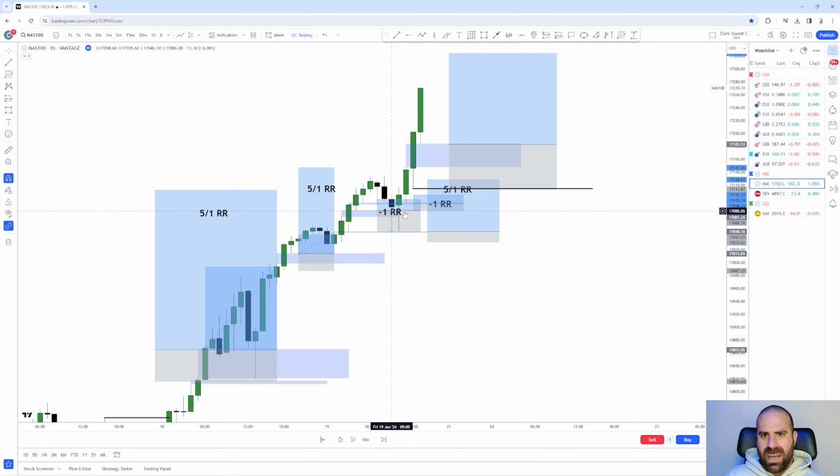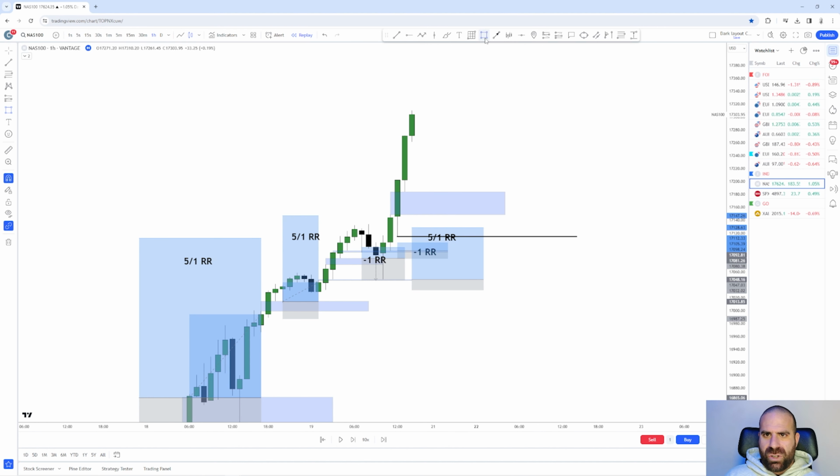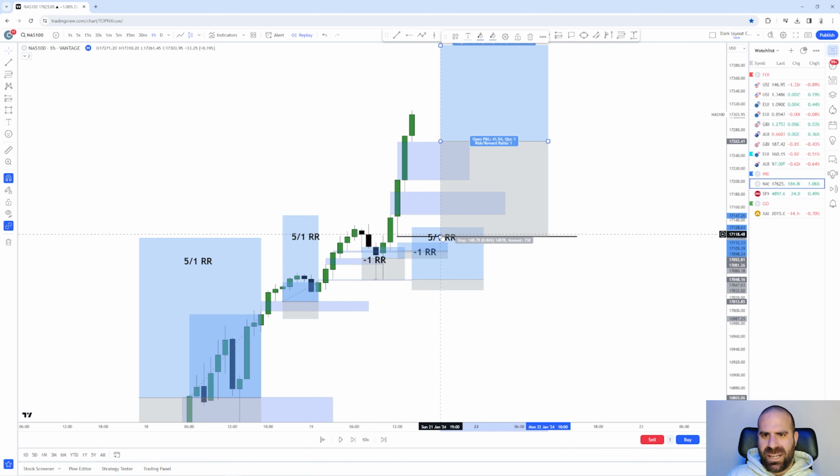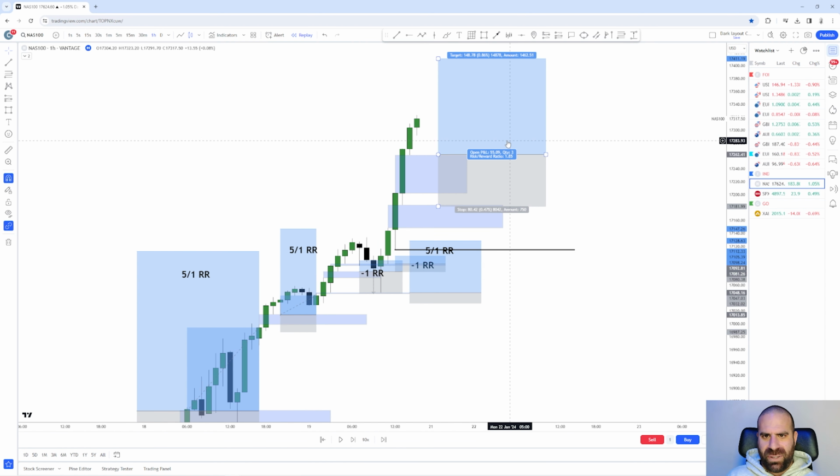15R is closed in profit and 2R in loss. Another FVG. So for the moment we delete this one and we take this one. I will be taking every single FVG that I see, guys. Stop loss right below this one. We are going for a 5-to-1, but let's see if we get activated.